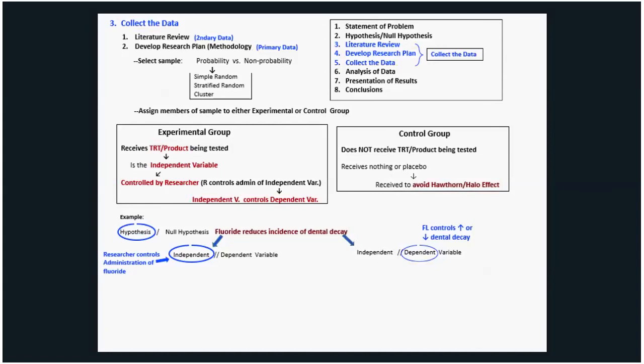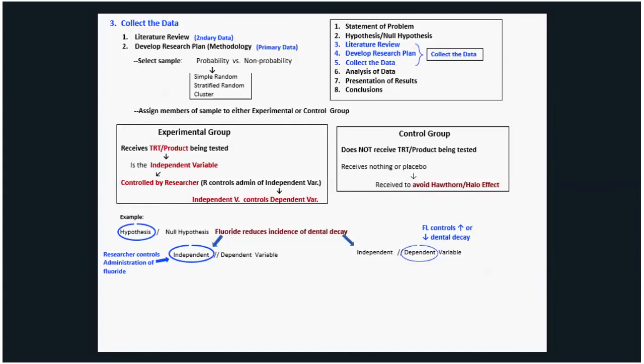But we've opted to say, okay, that fluoride reduces the incidence of dental decay. So we're going to go in, we've got a hypothesis. We're going to give the fluoride, which becomes the independent variable, to our experimental group. Our control group, then, the dependent variable, the thing that is going to be affected by the fluoride, is going to be the incidence of decay. That becomes our dependent variable. Whether we see a change is dependent upon whether or not they receive the fluoride.